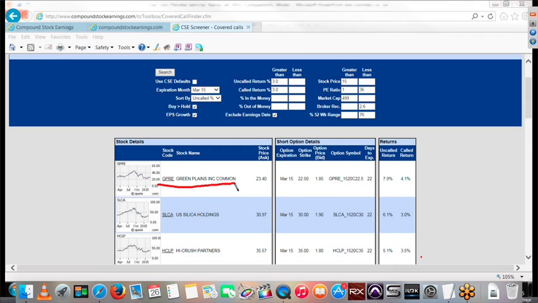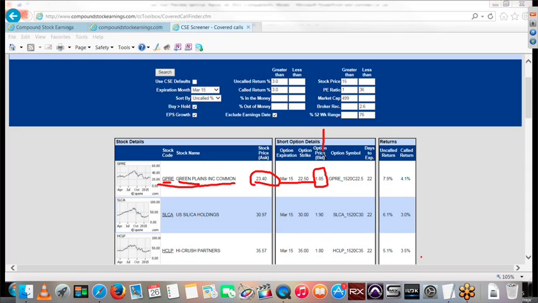So here's Green Plains, a common stock. GPRE is the stock symbol. The name of the stock, Green Plains. The current stock price is $23.40. So we would have to buy the stock at $23.40. And then we would sell the March 15th $22.50 call, and we would get $1.85 of premium. That's the option price, and that's per share.